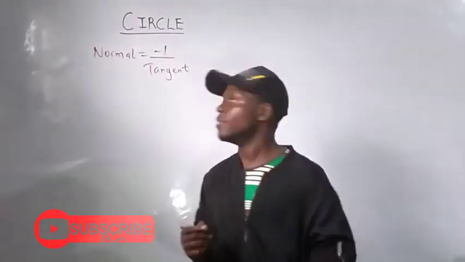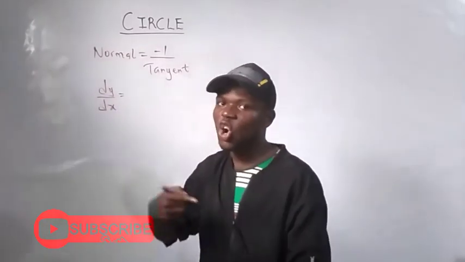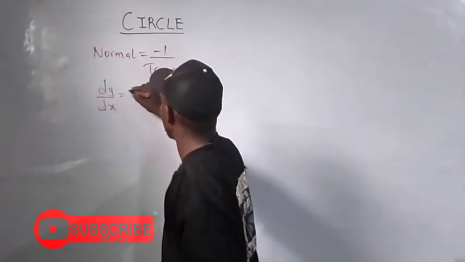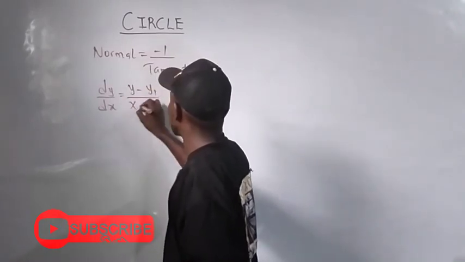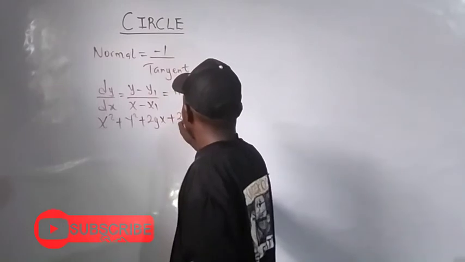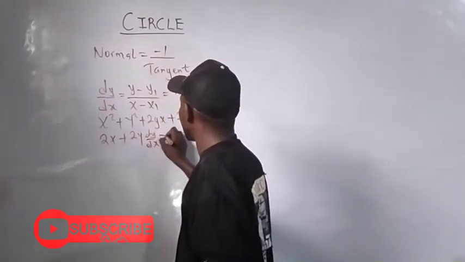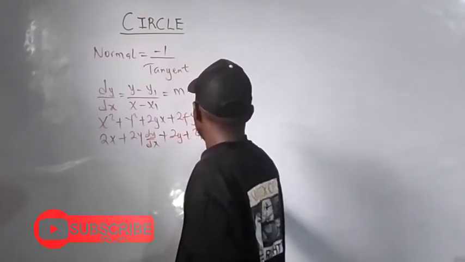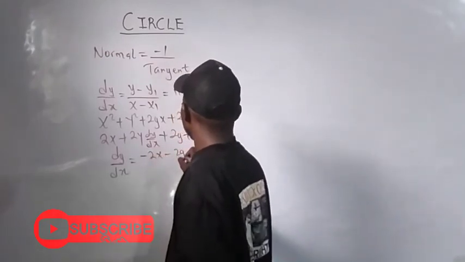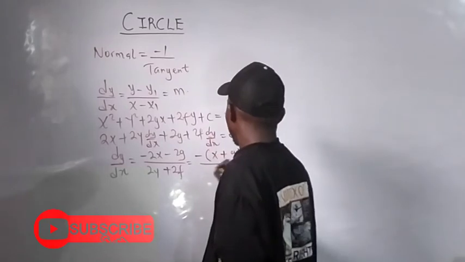If you remember from what we did initially, we said that our dy dx is given as, when we differentiated the equation of a circle, first of all, I want us to recall that y minus y1 all over x minus x1 is equal to m, and the equation of a circle is x squared plus y squared plus 2gx plus 2fy plus c equals 0, where we got 2x plus 2y dy dx plus 2g plus 2f dy dx equals 0, so that dy dx is equal to minus 2x minus 2g all over 2y plus 2f, and we landed at minus in bracket x plus g all over y plus f.